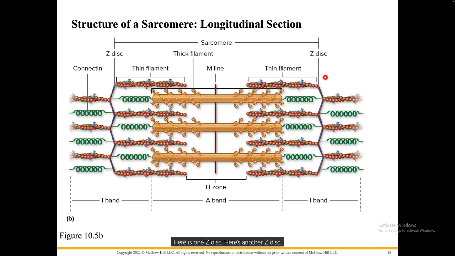Here is one Z disc, here's another Z disc. So all of this is one sarcomere. Here's the start of the next sarcomere. Here's the start of another sarcomere. A sarcomere is from one Z disc to another Z disc. The easiest is right in the middle, the M line. Here's the H zone. H was thick only. Once we start to get overlapping, now we're in the A band. Once I'm past the thick and I'm thin only, I'm in the I band.